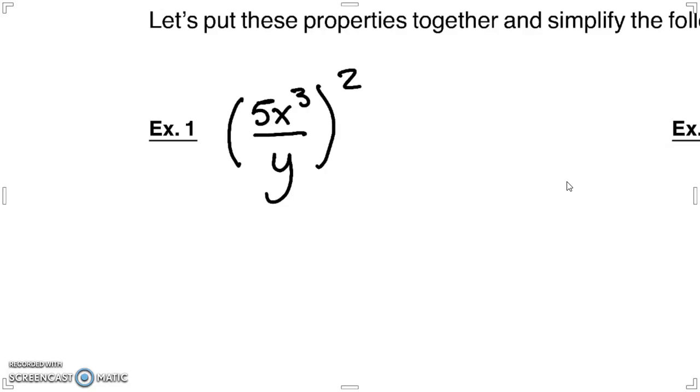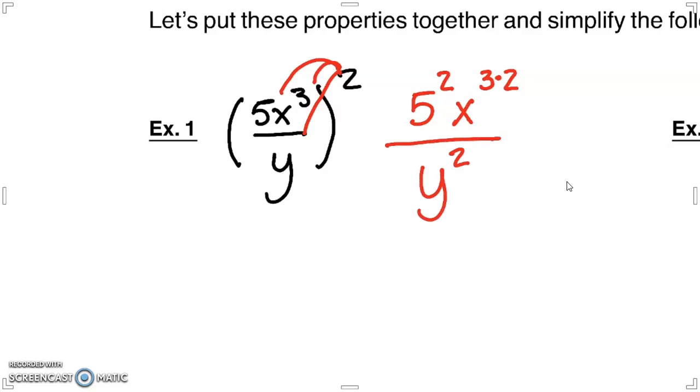So I've got a power way up high outside of parentheses. What I'm going to do is I'm going to distribute that in, totally common with our parenthesis rule. We're going to distribute to everything. So the 5 now gets a squared. The x already had a 3, and it's going to multiply by 2. The y now gets a squared. Then we need to simplify this out. You do not have to show that step every time. I'm just showing you because it's notes.